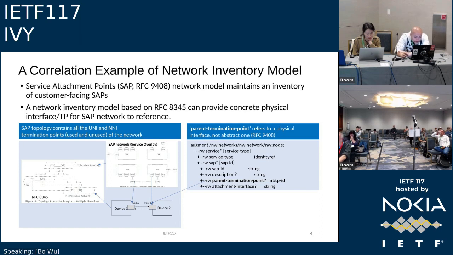The figure on the left gives a hierarchical topology example. Here, the SAP network is mapping to a service layer overlay, and the network inventory model is mapping to the physical network.